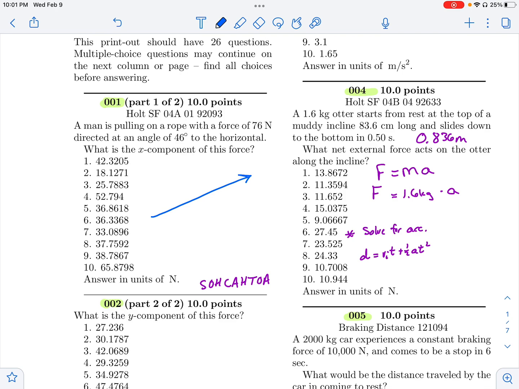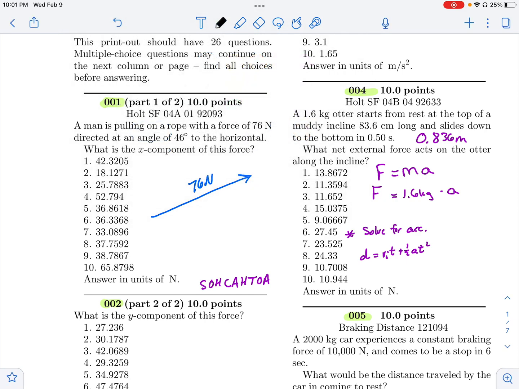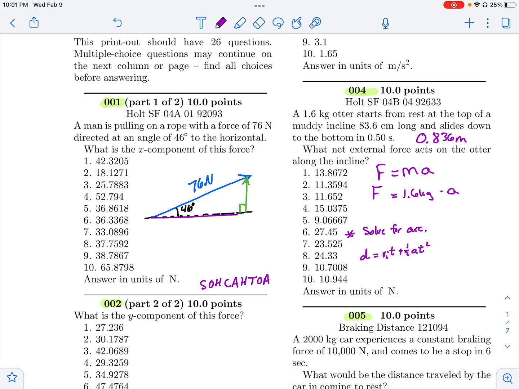So the force was 76 newtons, and they're giving us the angle by telling us this is 46 degrees above horizontal. So I'm going to draw horizontal in here, and that 46 degrees would be right here. It's above the horizontal. And then I want to form the legs of that right triangle. So I'm going to have one side here that makes a right triangle with the horizontal and another side right here. Okay, so those two vectors are the components.